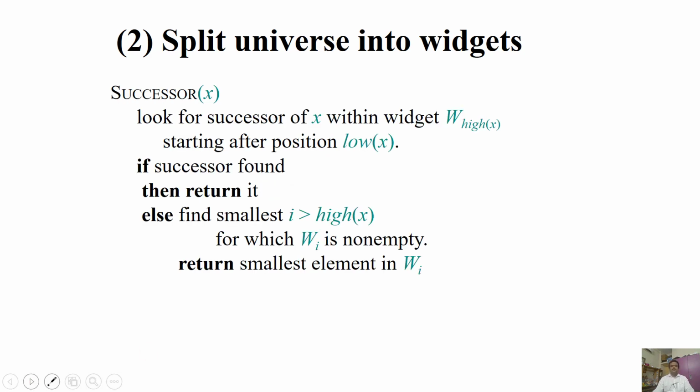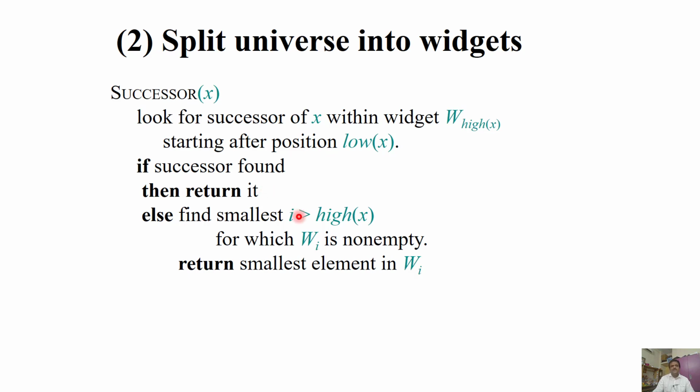So, we are worried about the successor. The successor of x, as we said: we first look into the successor of x within the widget W of high of x, starting after the position low of x. Because after low of x in that block we need to find a 1. If we get it, we return it.